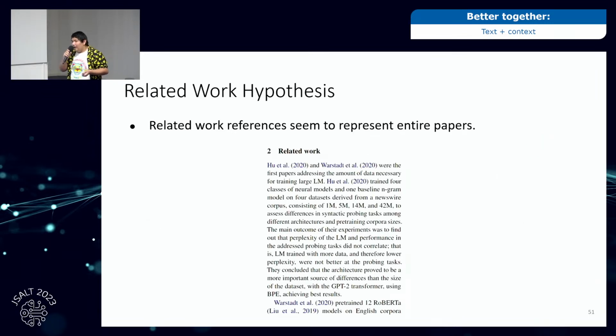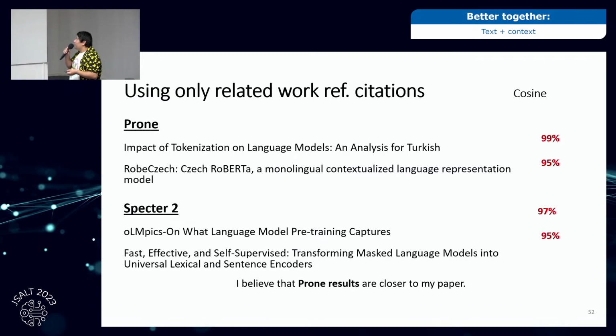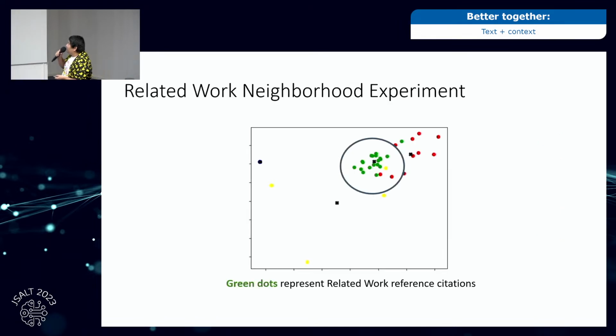But okay, this example uses all references. What happens if we use not all references, but only related work references? Using only related work references, the results are closer to my paper. It's similar, but the PRONG results talk about Turkish monolingual, and SPECTER is so different. It's pretraining performing masked language. Okay, it's very cool. But what happens if I don't have the related work references? It's very complicated to get only related work references.